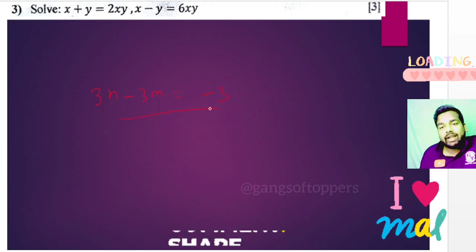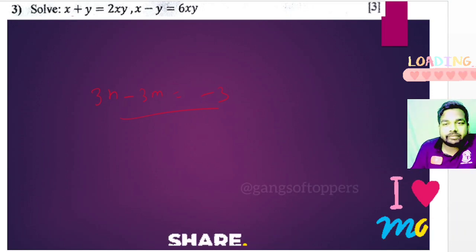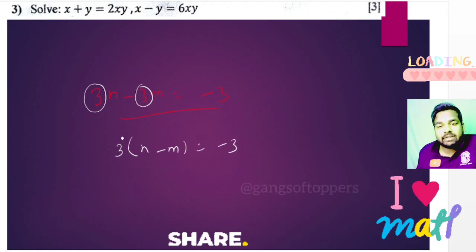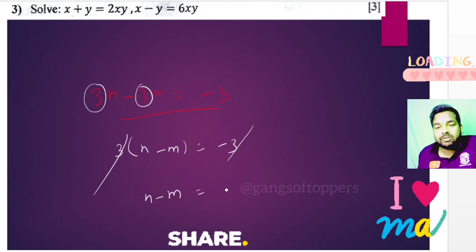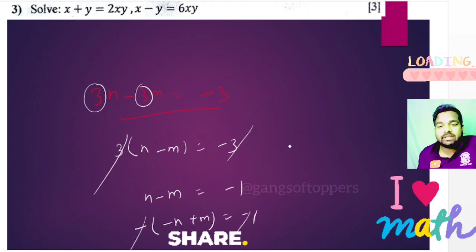Why? Because we just compared the power. Since here the 3 is common and also 3 is common, just take it out, 3 and n minus m is equal to minus 3, just divide it, so it is going to become n minus m is equal to minus 1. So just we can write this, take its common, that is minus n plus m is equal to minus 1. Just remove this minus, it is going to become m minus n is equal to 1.